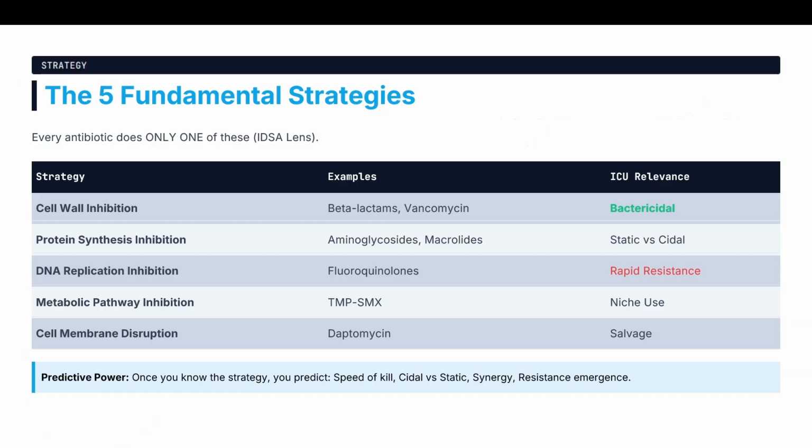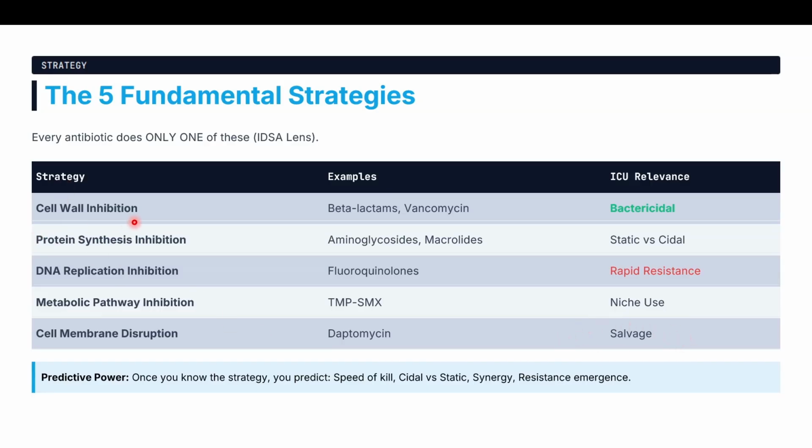So, the five fundamental strategies. Every antibiotic does only one of these, based on the IDSA lens. It is either cell wall inhibition, protein synthesis inhibition, DNA replication inhibition, metabolic pathway inhibition, or cell membrane disruption. Cell membrane disruption is specific for daptomycin. It is the final salvage antibiotic of use.